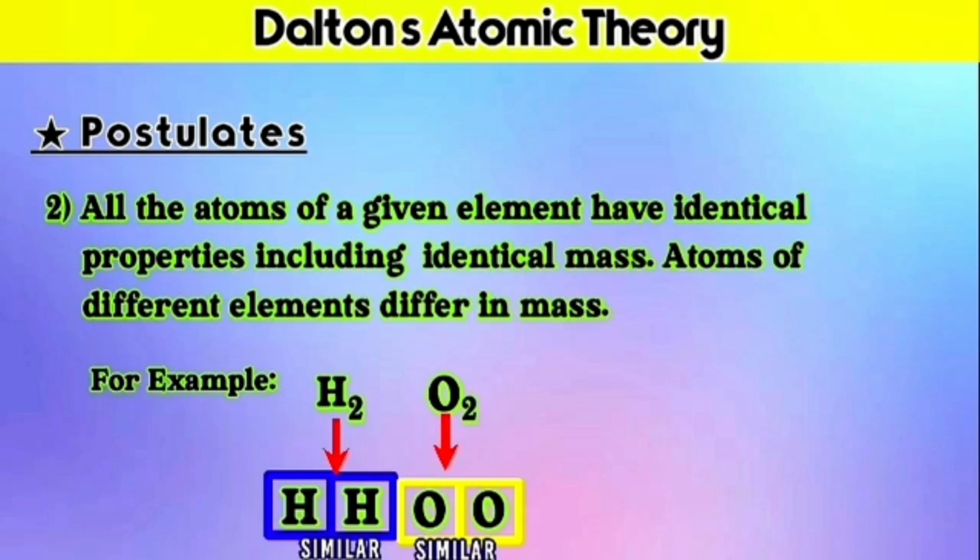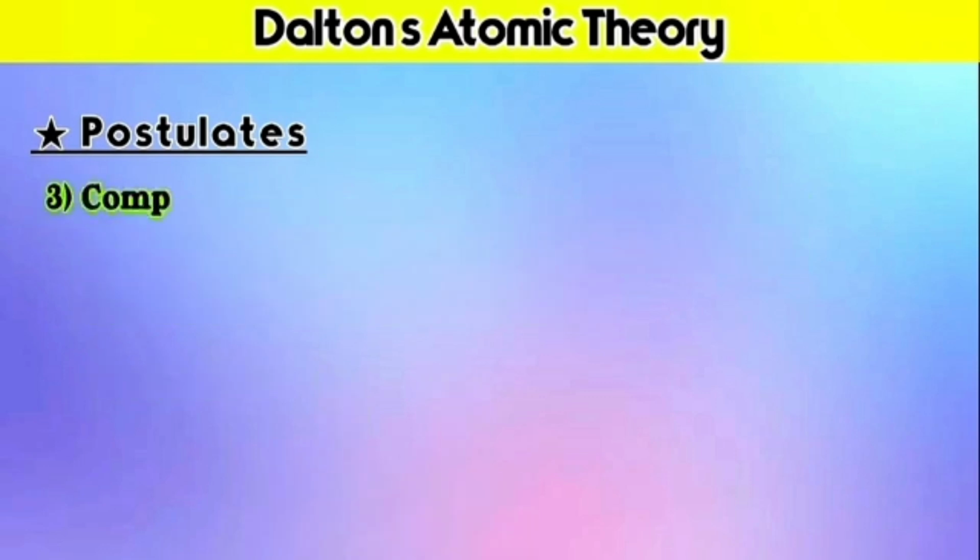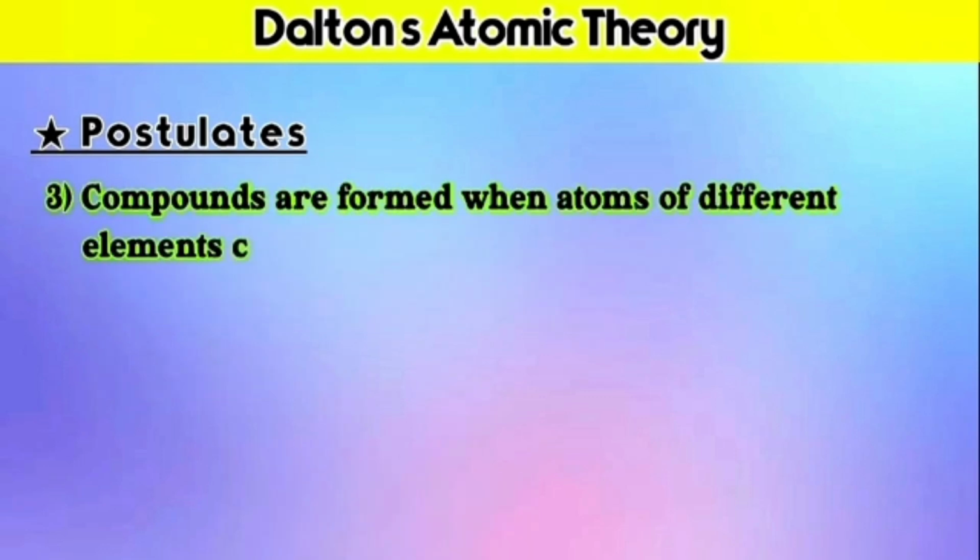So now let's jump to the third postulate of this theory. The third postulate is: compounds are formed when atoms of different elements combine in a fixed ratio. It means that any particular compound can be formed when the atoms of two or more different types of elements combine in a fixed ratio, or we can say in a particular ratio.